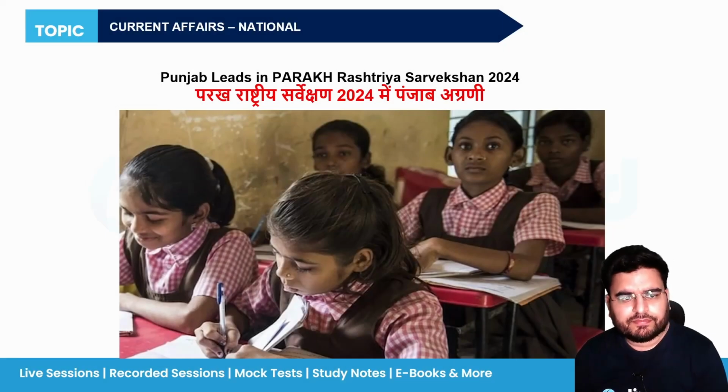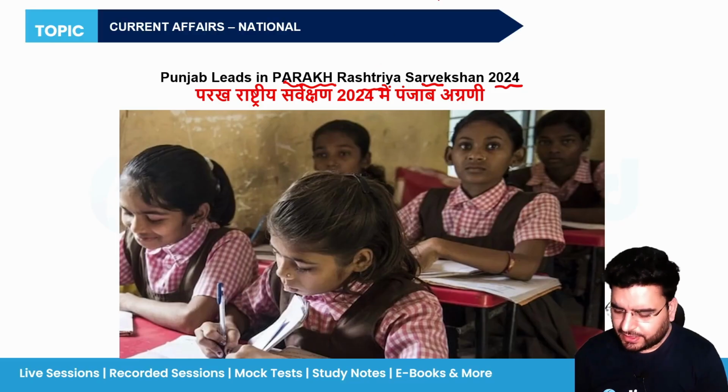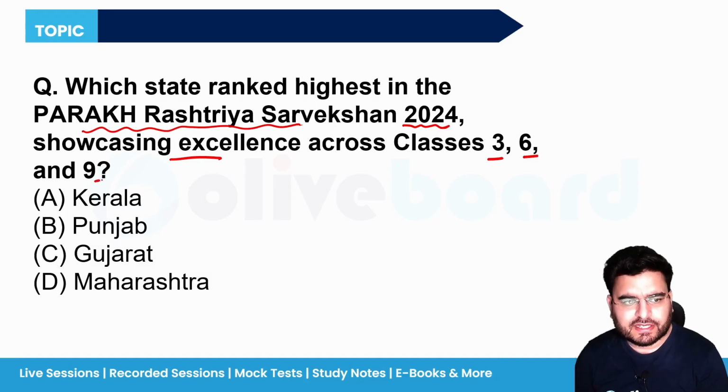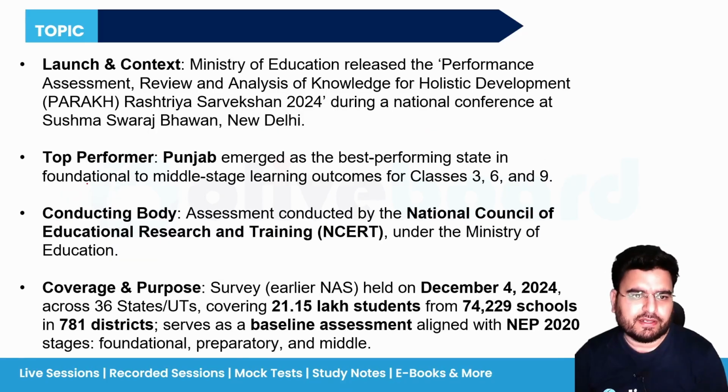So first news is Punjab leads in PARAKH Rashtriya Survekshan 2024. What is the Rashtriya Survekshan? It means national assessment, right? So what is the name of that assessment? PARAKH. Which state ranked highest in the PARAKH Rashtriya Survekshan 2024, showcasing excellence across classes 3, 6 and 9? Which state has performed well at the top? Correct answer is Punjab. So let's see the news in detail.